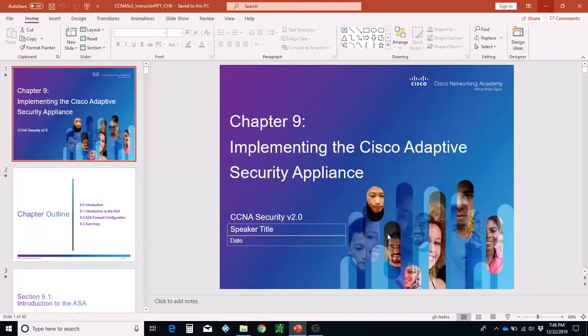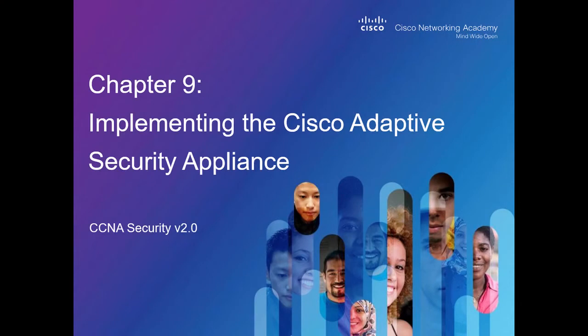Hello and welcome to Chapter 9, Implementing the Cisco Adaptive Security Appliance. Now we're going to move into a new appliance, completely separate from our routers. This is a separate appliance that has a VPN in it, a firewall, and an IPS, and also can provide us failover redundancy, which we'll discuss later on.